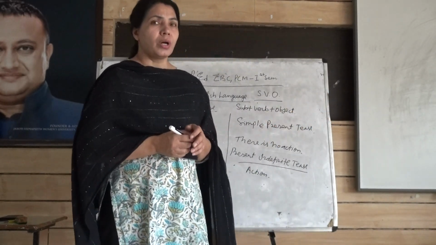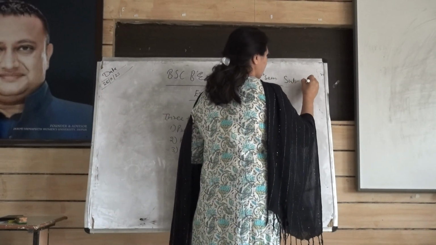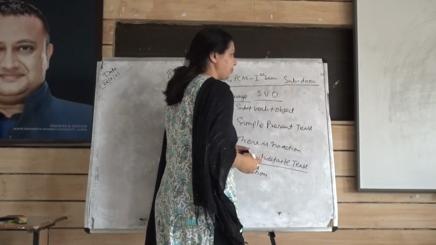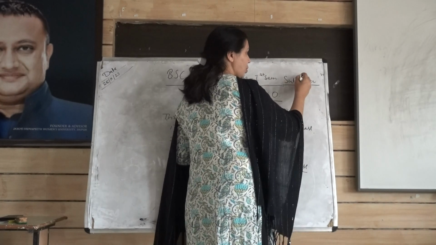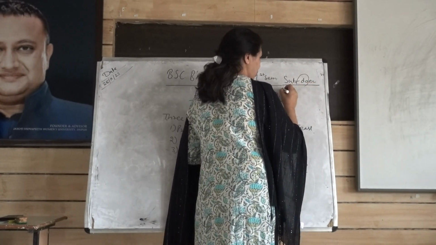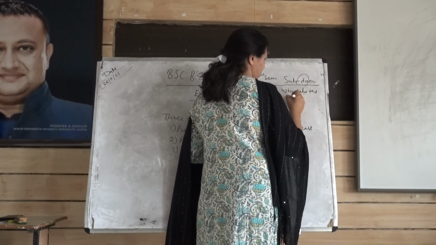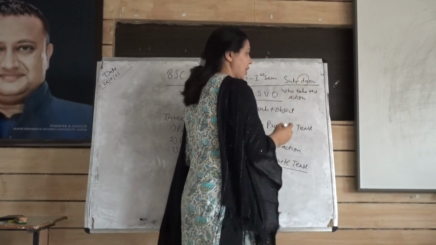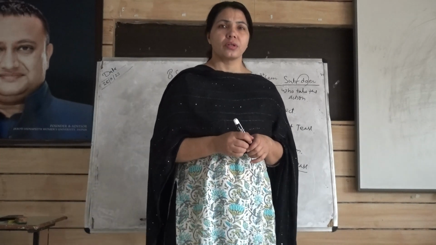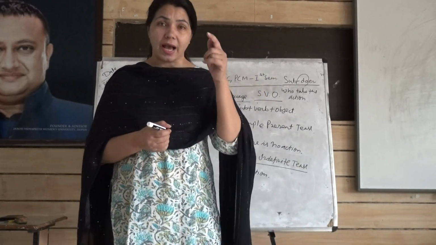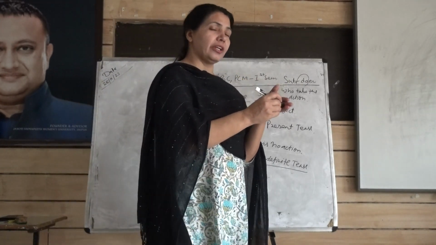Who is the subject now? Subject is a doer. Doer means who takes the action. Do means do, ER means karne wala. So who takes the action, that is subject. For example, if I am saying I teach you English, who teaches you English? I teach. So I am the doer. The whole sentence, I teach English.